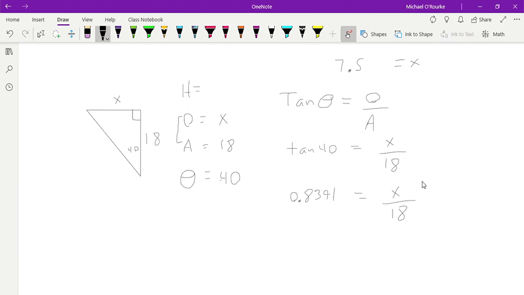Now, how do we rearrange this? You move it. Oh, yeah, sorry. How do we rearrange this now? You move the X by multiplying. Is that even a multiplication? Oh, it is. Wait, do you need the whole 0.8391? I just did 0.83. The more numbers you can get, the better. If I was doing this on my calculator, I would have just gone tan 40. Leave that number there. You could write 0.83, then just times this by 18 to get my answer.